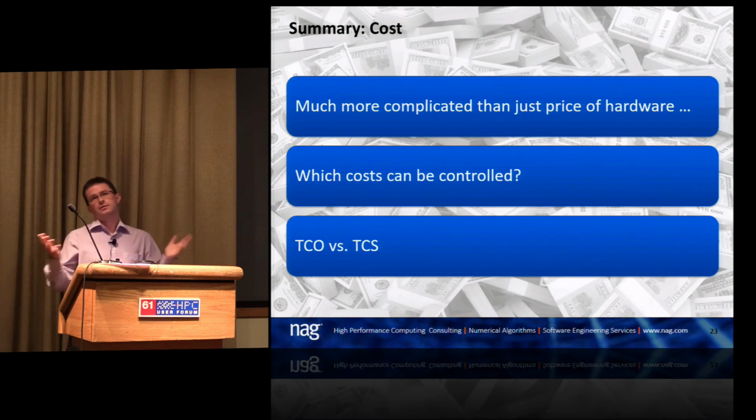So costs, again, hopefully it's no surprise to anybody here, is much more complicated than just the price of the hardware. And you're really looking at this to understand what costs you can control so that you can optimize them. And I really rushed over it, but normally I like to have a much more in-depth discussion about the differences between optimizing against total cost of ownership and total cost of solution and how that affects the stakeholders in the process.